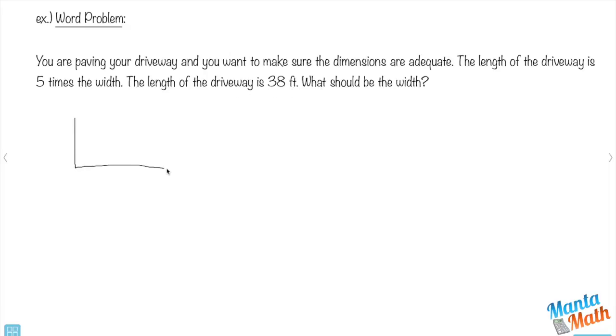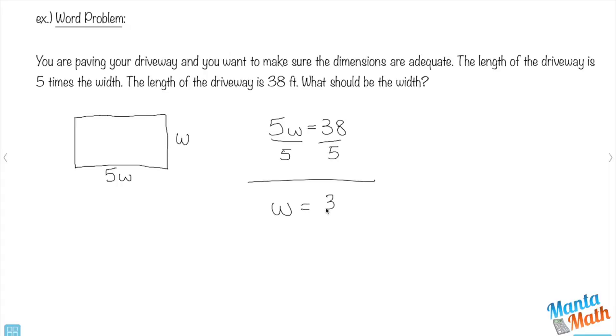So you can always draw this out if you need to, and this would be our length and this would be our width. Let's just call our width W for now, and according to the question, the length of the driveway is 5 times the width, so we can say that's 5W. Okay, so the length of the driveway is 38 feet, so we can set 5W equal to 38, and then we want to solve for W. So we want to divide both sides. Whatever you do to one side, you have to do to the other side, and that gives you W equals 38/5 feet. And that is your W, and W corresponds to width. So this is your answer.